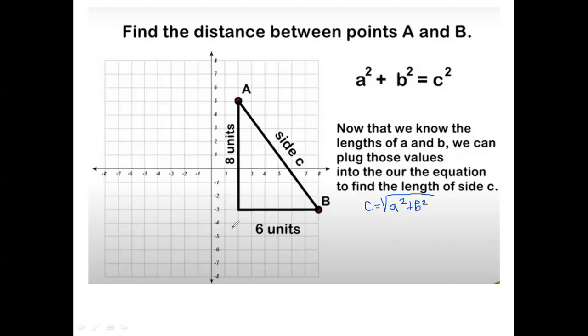So A is the side, so A is 6 units here. And B will be 8 units. So I will just substitute inside the formula. So we have that C equals the square root of 6 squared plus 8 squared. 6 squared is 36, plus 8 squared, which is 8 times 8, is 64. So we will have that C equals the square root of 100.